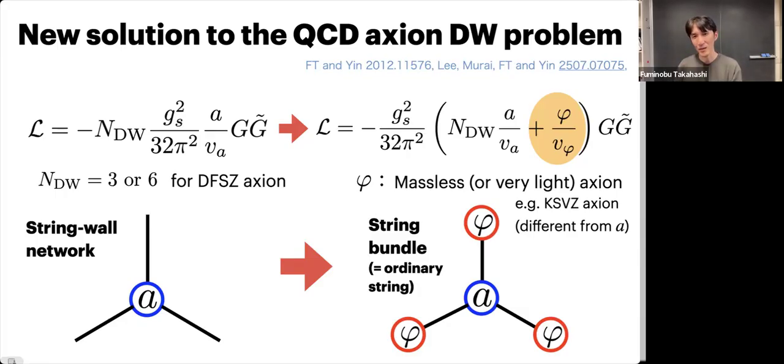And as I said, string bundles are nothing but ordinary cosmic strings corresponding to the light axion. And the cosmological impact of cosmic strings is much, much milder than the domain walls. The energy density of cosmic strings scales as H squared, if they are in the scaling solution. So they never dominate the universe. So they're much safer than the domain walls. So by changing the domain wall network to string bundles or just ordinary cosmic strings, we can solve the domain wall problem. The idea is just to add a light axion coupled to gluons. That's it.